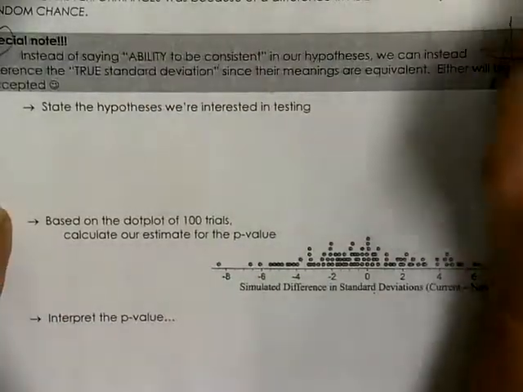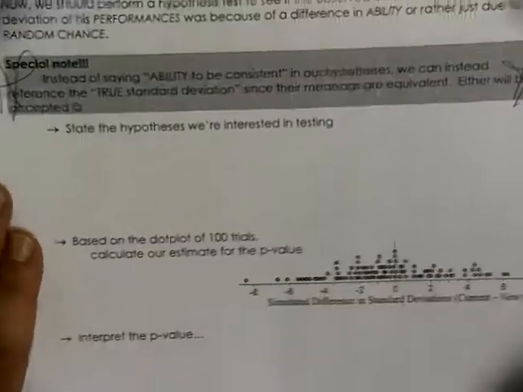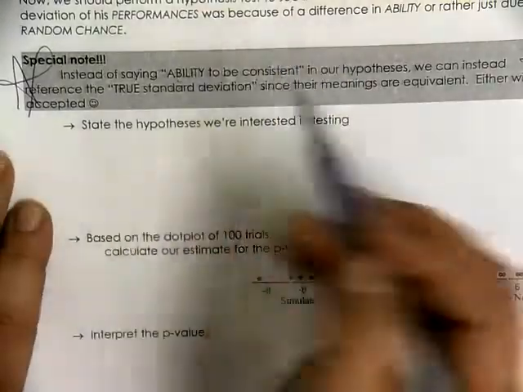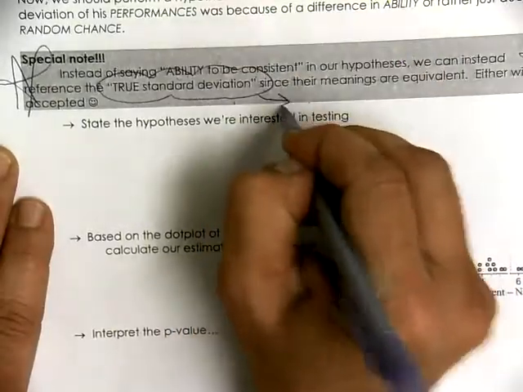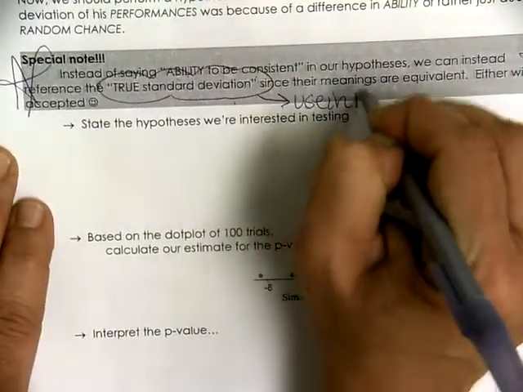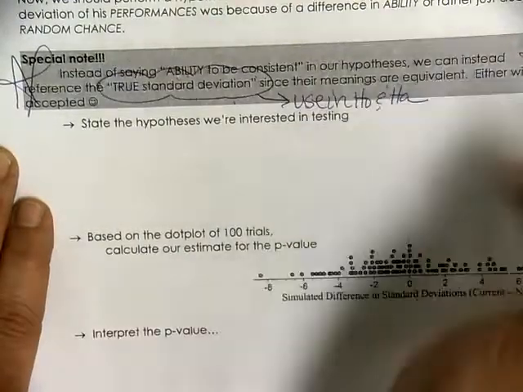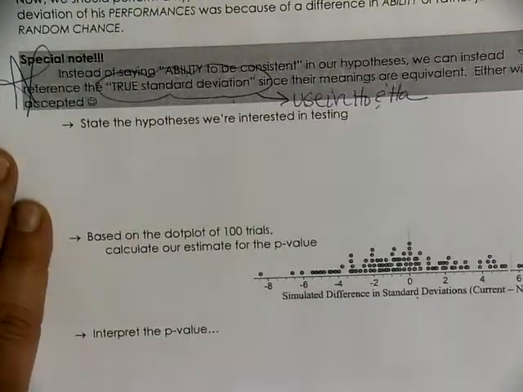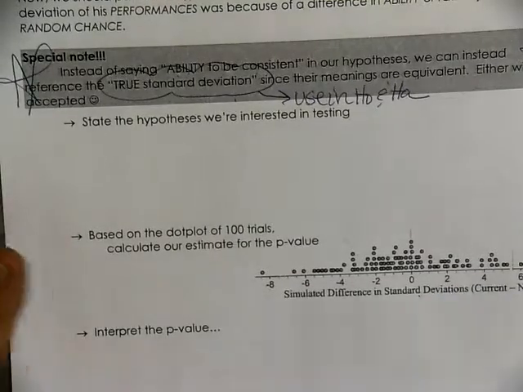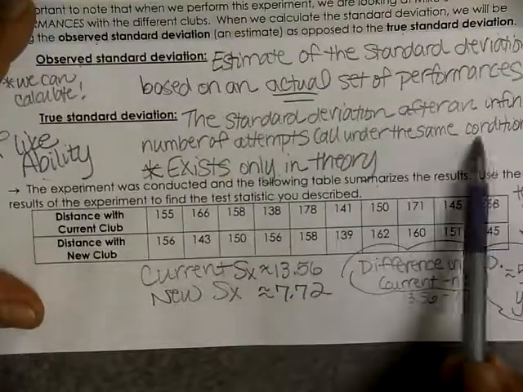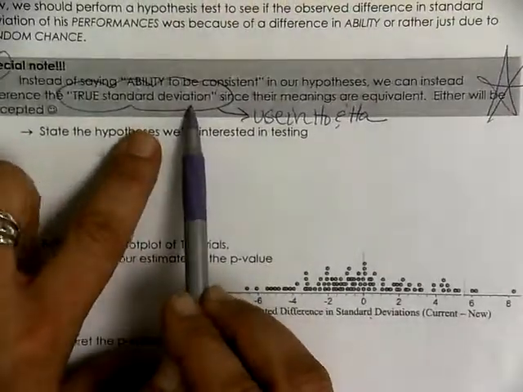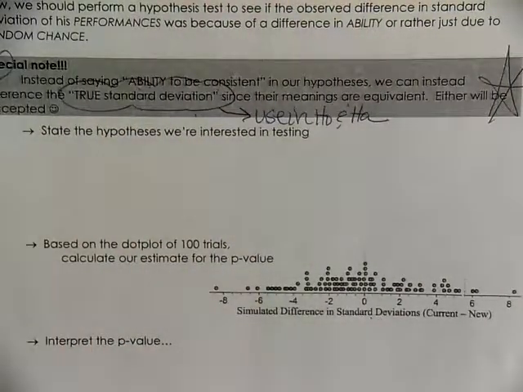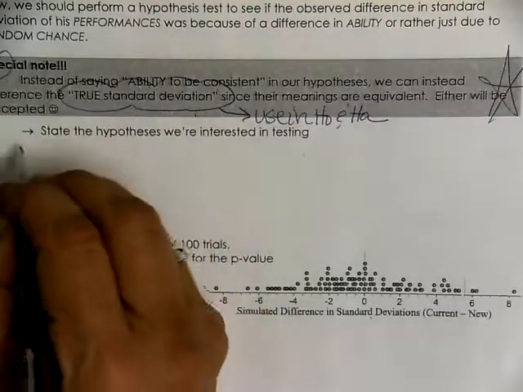So this is huge. In the past, all of our hypotheses have always said ability. But now what we're going to do is we're going to use this idea of true standard deviation. So this is what we're going to use in our H0 and in our HA. Because that true standard deviation, we said, was like the ability. So this idea of this true standard deviation, because it is like ability, we're able to use this verbiage in our hypotheses. So here's how our hypotheses would look here.